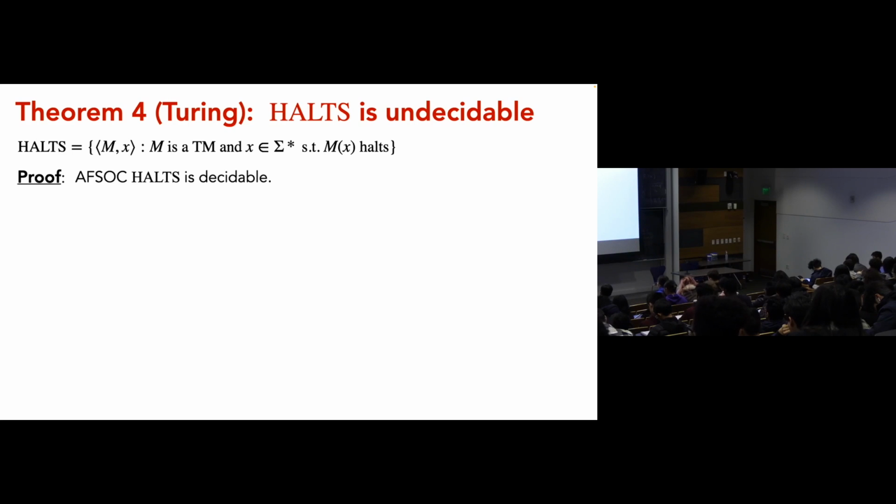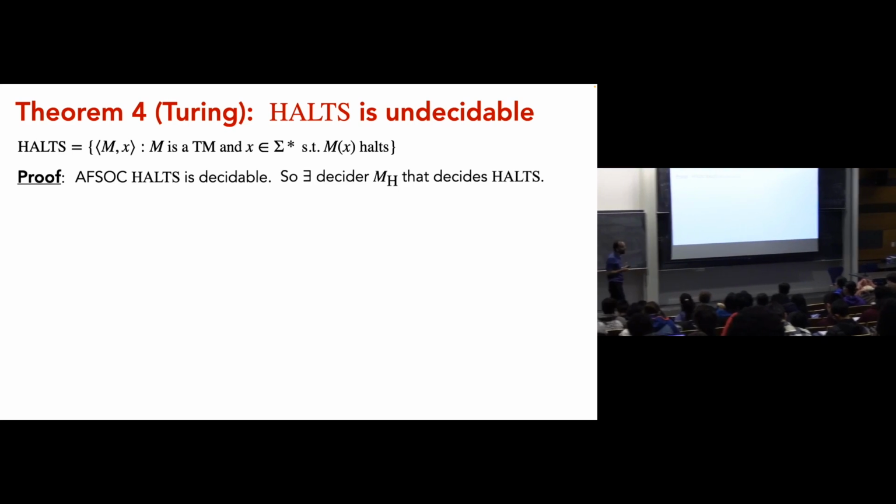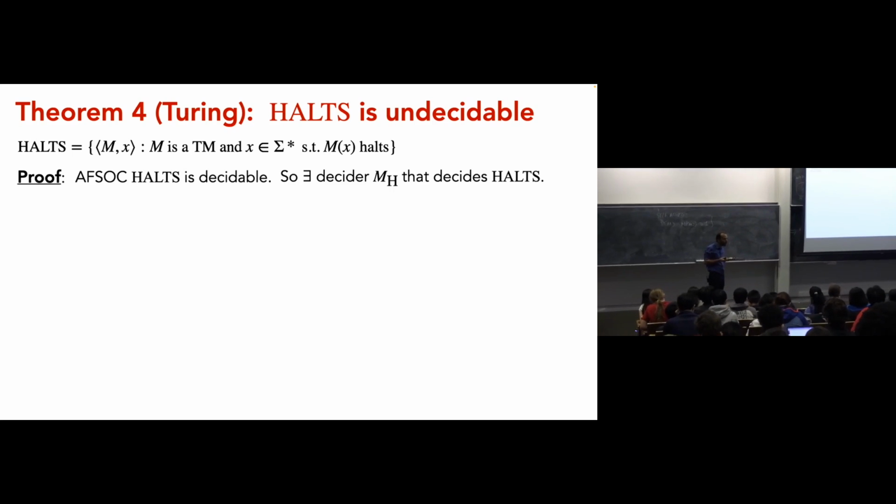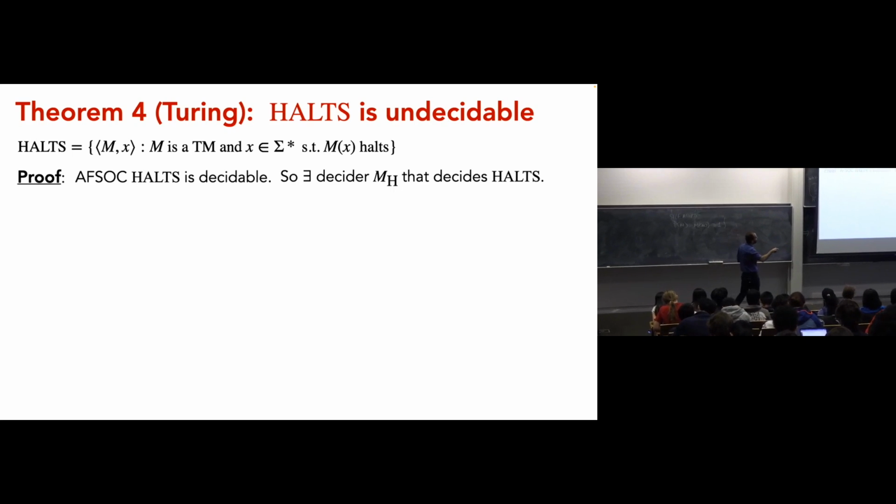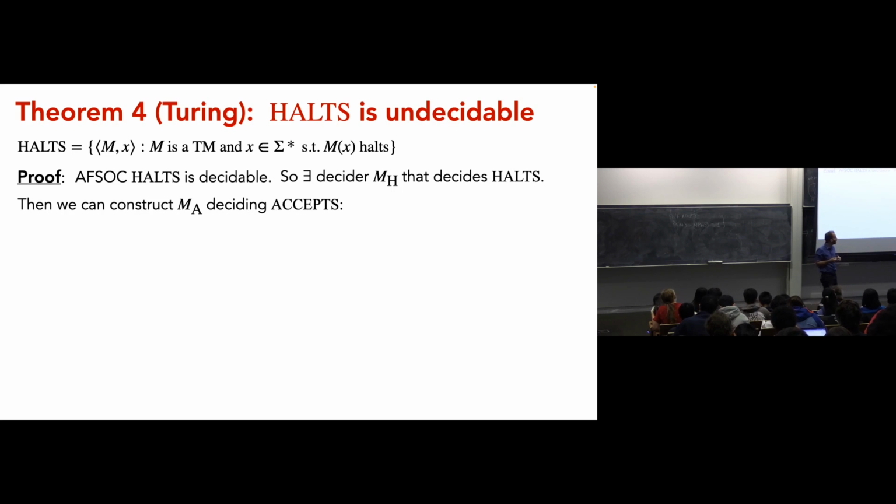So again, the same template. Assume for the sake of contradiction that halts is decidable. Using this, let's call this decider m sub h. And using this m sub h, I'm going to try to come up with a decider for an undecidable language. In this case, I'm going to use accepts. So I'm going to construct m sub a that decides accepts, and it's going to make use of m sub h. Now let's see how we can do this.